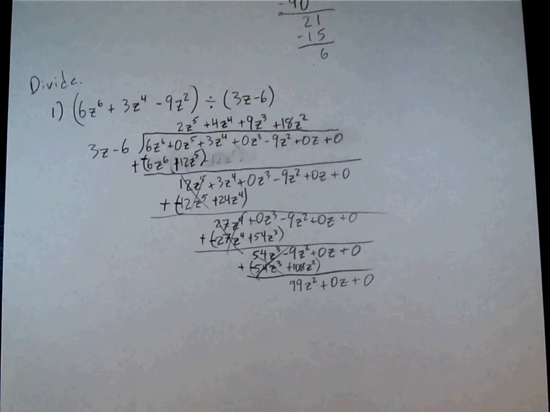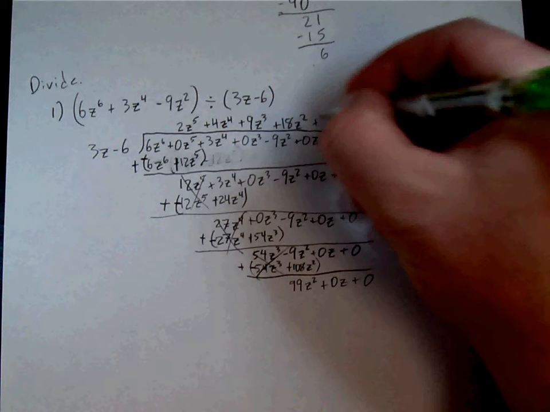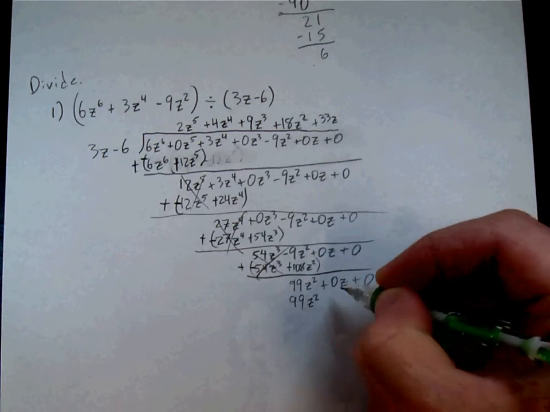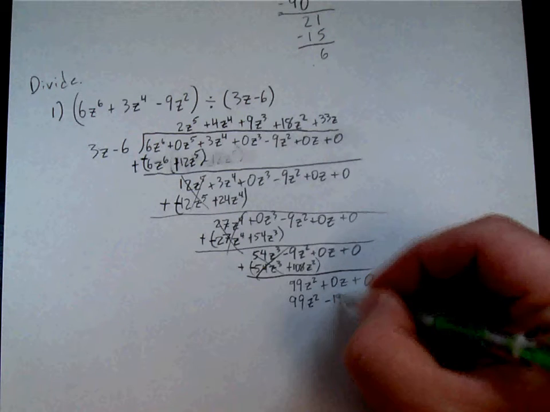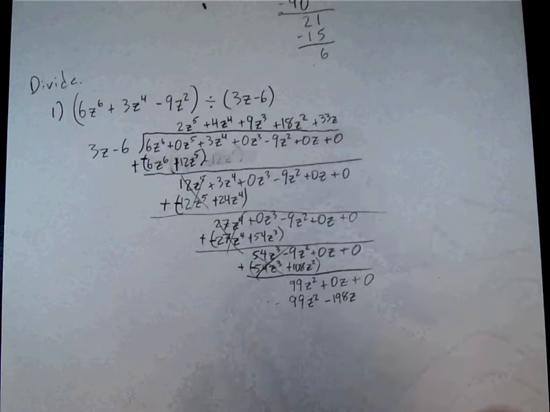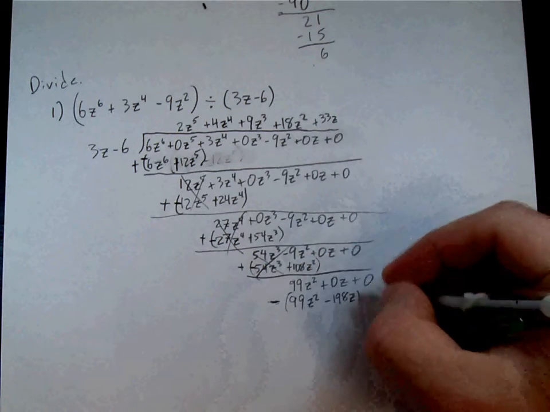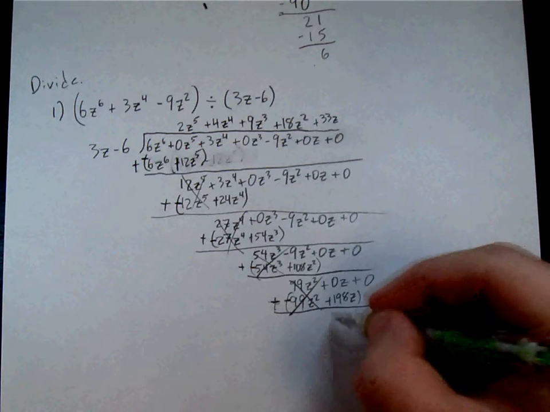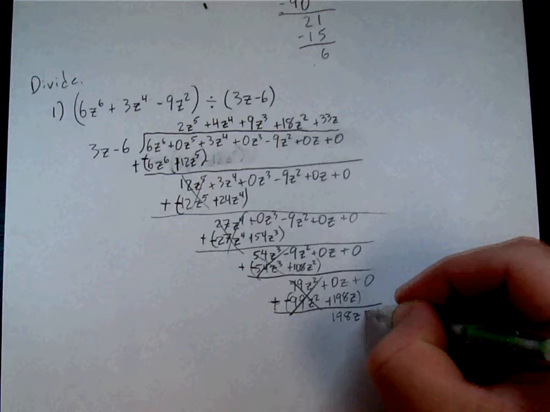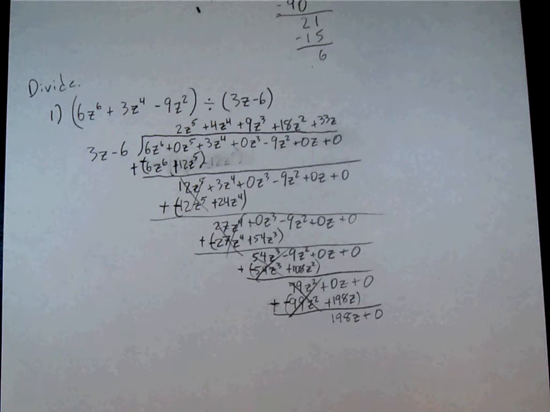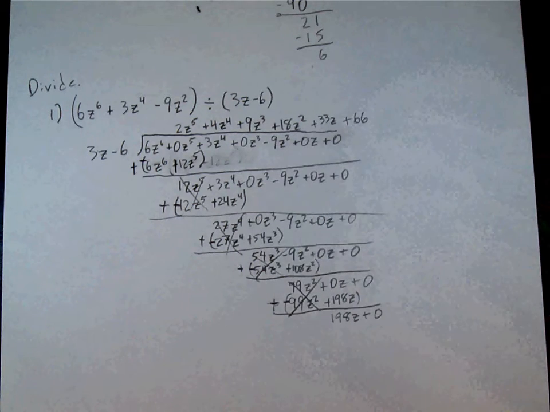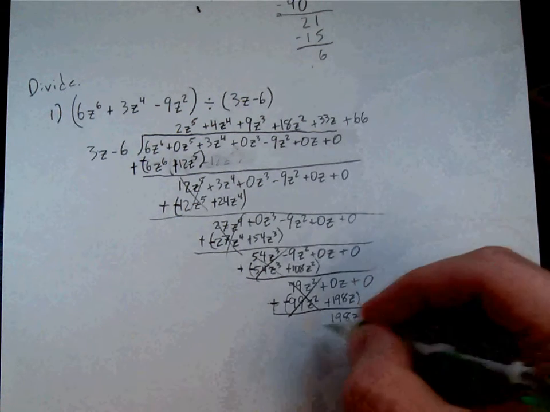So how many times does 3z go into 99z to the 2nd? Well, a positive 33z times. Distribute: 99z to the 2nd minus 198z. I'm subtracting that, distribute. 198z plus 0. How many times does 3z go into 198? So we've got 66. No z's. Okay, so distribute.